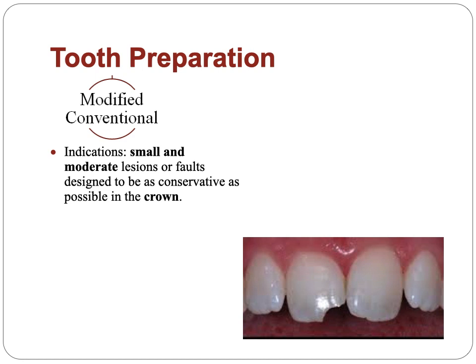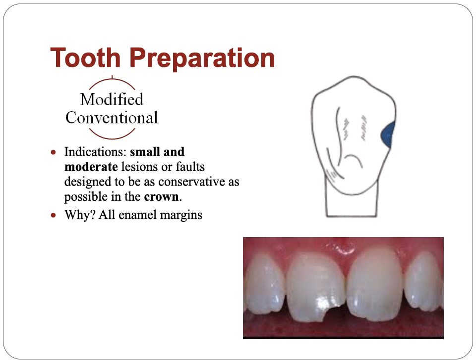Now the last design is the smallest design. We call it modified conventional. We usually use it with small and moderate lesions, or it is designed to be as conservative as possible in the crown. So as you see in the first photo, we have a small class 3, and in the second one we have a small fracture, class 4.